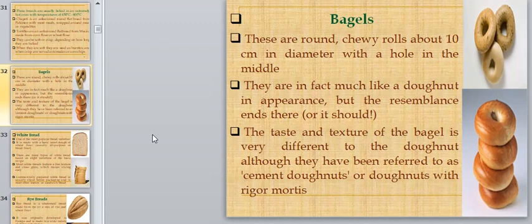We were discussing the different types of breads in the previous lecture. So today we will start with bagels. This is also a type of bread. These are round rolls about 10 centimeters in diameter. They have a hole in the middle, and its diameter is also about 10 centimeters.